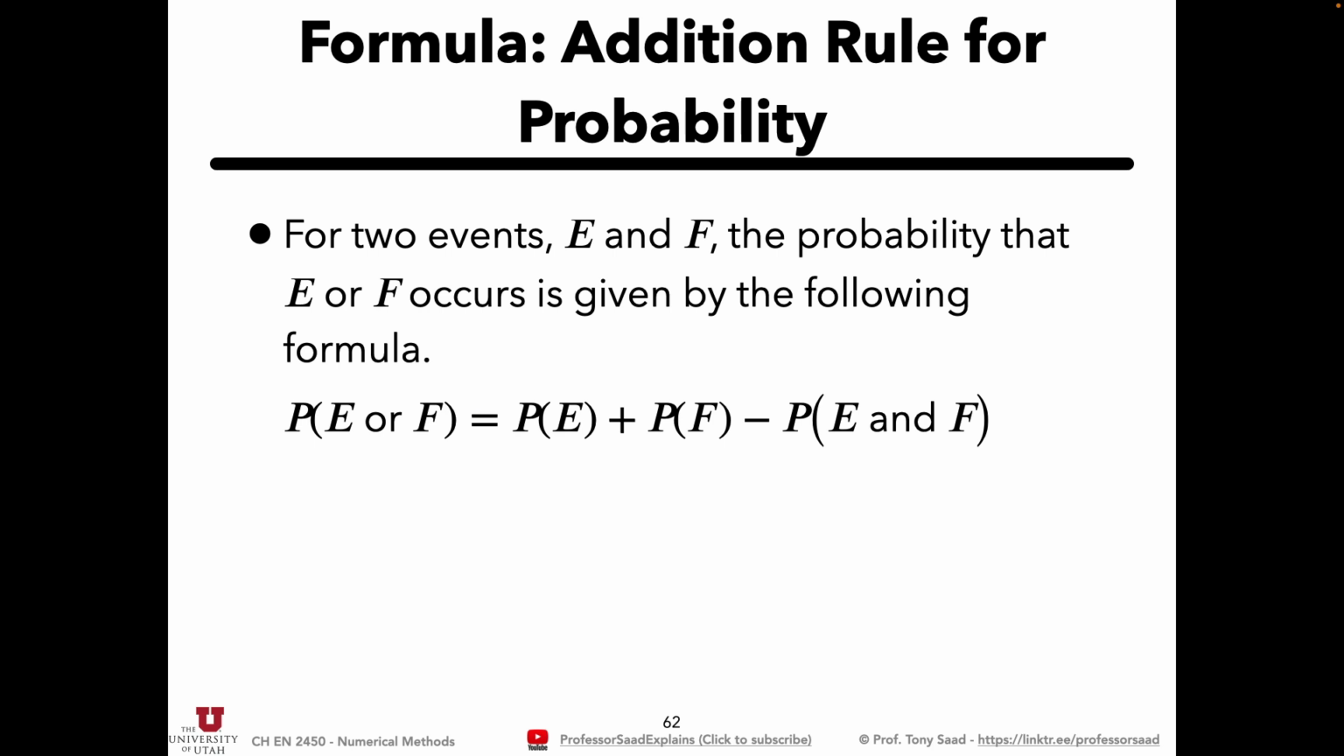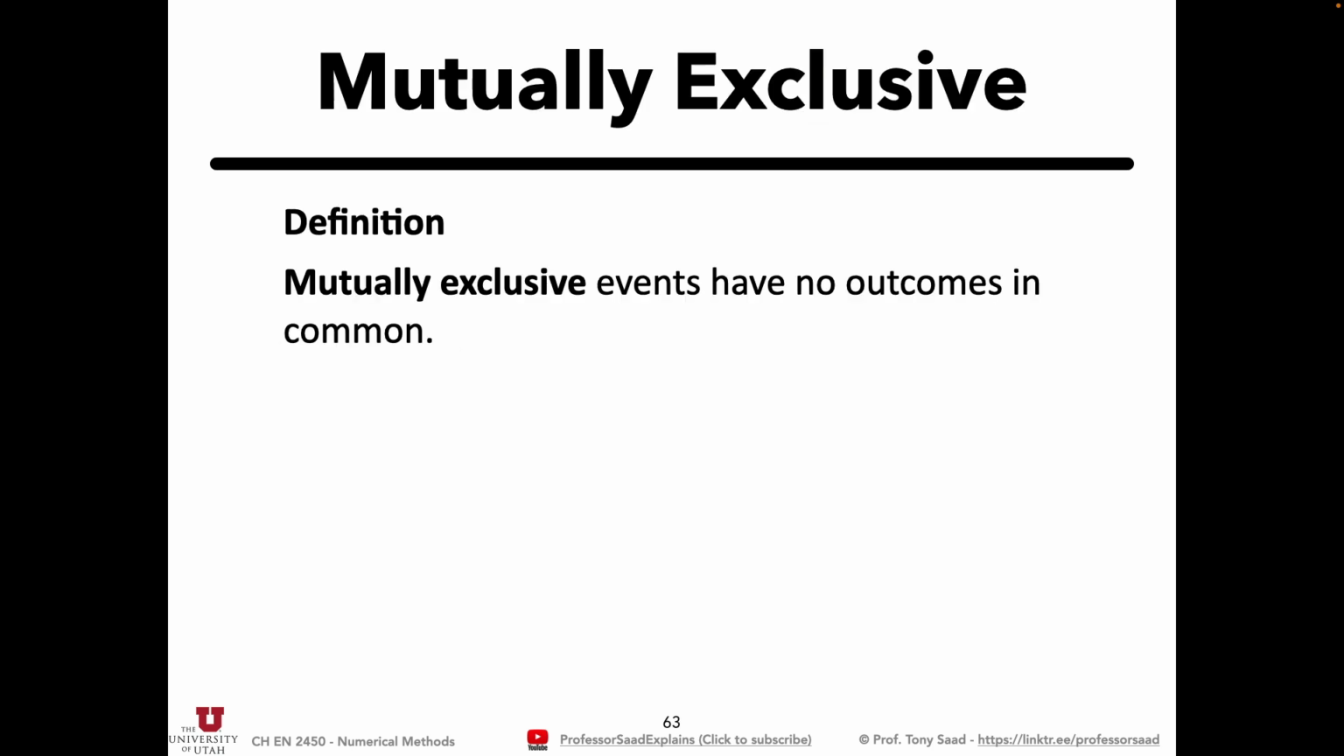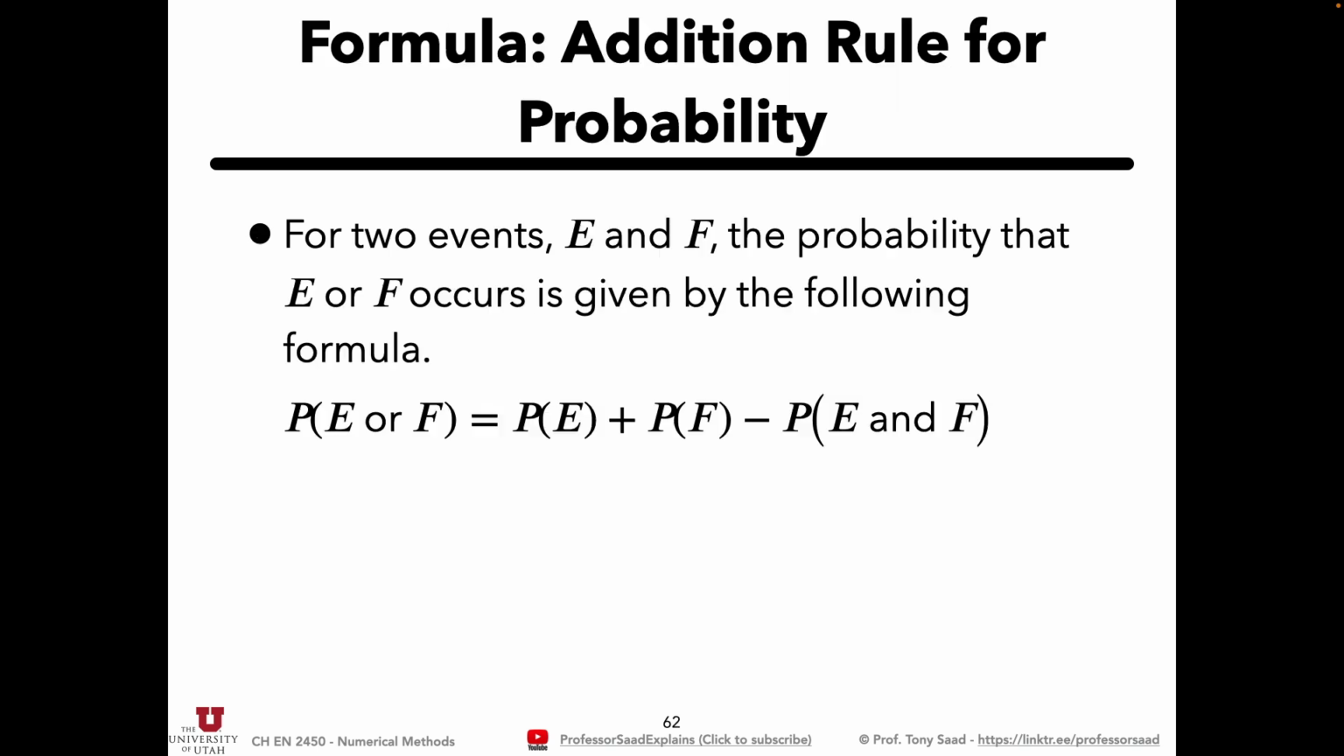Every time you hear an or, what's the likelihood of getting 2 even numbers or 2 odd numbers when you're rolling a die? You're adding probabilities. The word or means addition. Later we'll see the word and means multiplication. Okay? So this is the general rule for addition of probabilities. We will also define mutually exclusive events that have no outcomes in common whatsoever. So when 2 events have no outcomes in common, the intersection will be 0.